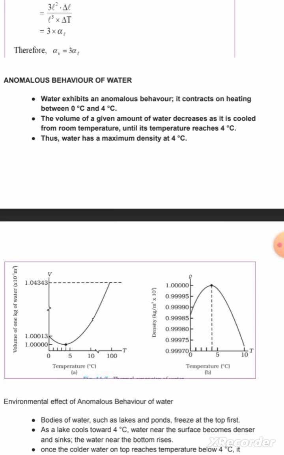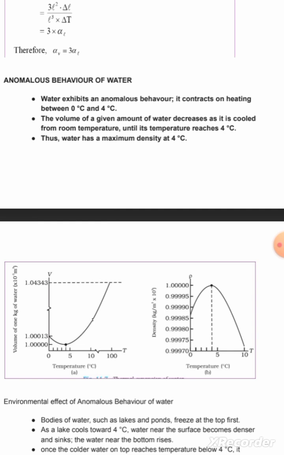Now the anomalous behavior of water. Water exhibits an anomalous behavior. It contracts on heating between 0 to 4 degrees Celsius. The volume of a given amount of water decreases as it is cooled from room temperature until its temperature reaches 4 degrees Celsius. Thus, water has maximum density at 4 degrees Celsius.